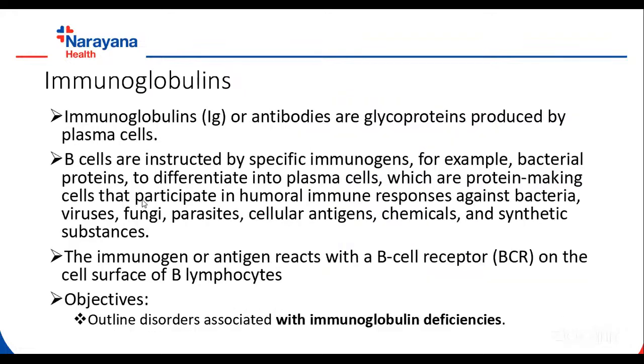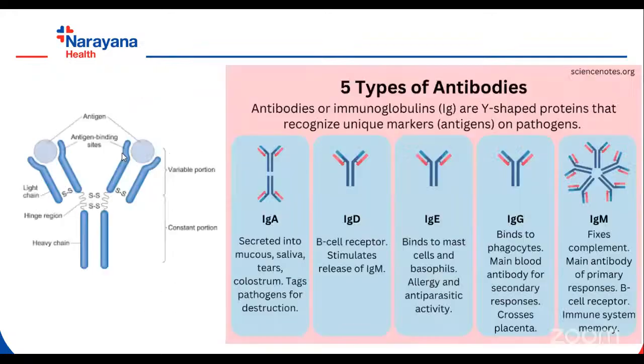Immunoglobulins. Basically, these are glycoproteins produced by the plasma cell. These cells are instructed by various specific immunogens to produce the various types of immunoglobulin. The immunogen or antigen reacts with the B cell receptor on the cell surface of the lymphocyte. It outlines disorders where various immunoglobulin deficiencies are seen. This is the basic module of an antibody, and these are the various forms of antibodies.